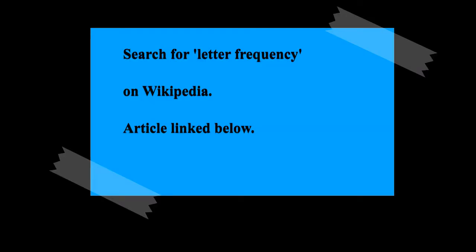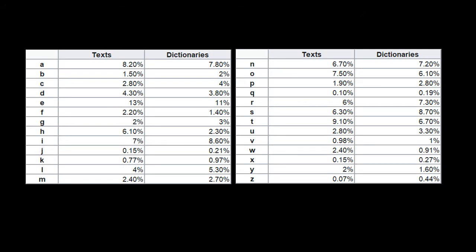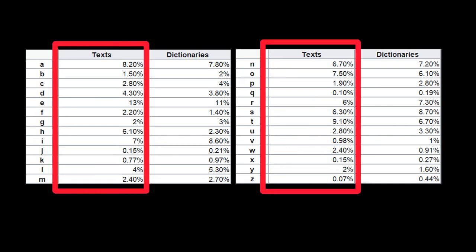The statistics information can be found on Wikipedia. Just go to the article on letter frequency, which is also linked below. It shows you the relative frequency of the letters in English. You'll see that there are two sets of statistics, for texts and for dictionaries. We need to look at text because we are trying to decipher a paragraph.